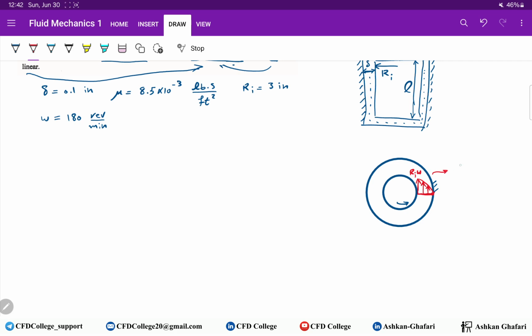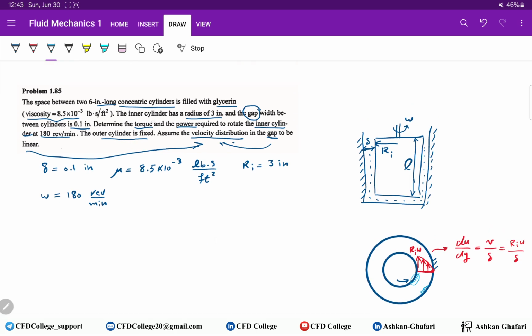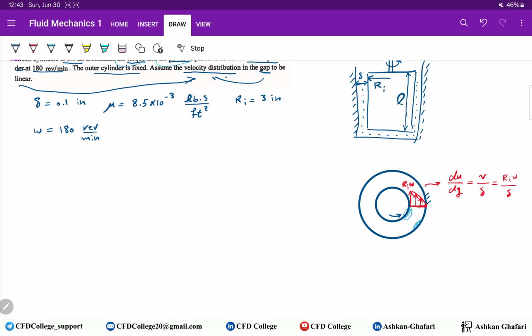From this we know that du over dy equals velocity divided by delta, where Ri omega is the velocity and delta is the gap thickness. This one rotates, and we have shear stress on this surface, on the inner cylinder. We have shear stress on both surfaces, but we need to calculate the shear stress on this surface, because we want to find torque and power. So we only deal with this shear stress.